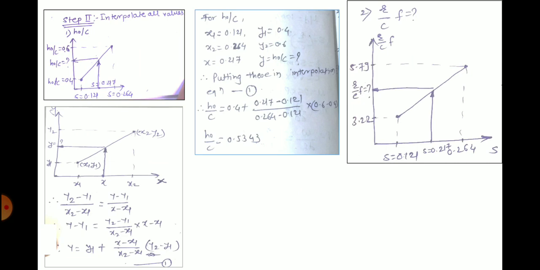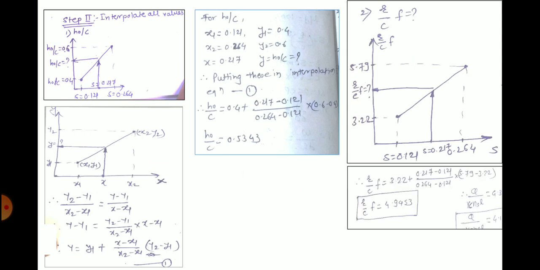Fine. So I have made the graph here. So I know the values now. So we'll find out r by c into f is equal to what? y1 plus, so what is my y1 now? 3.22 plus x minus x1, 0.217 minus 0.121, upon x2 minus x1, 0.264 minus 0.121, into y2 minus y1, that is 5.79 minus 3.22. And if I do the simplification, I am getting r by c into f is equal to 4.9453. Okay, this is my second dimensionless number, that is the coefficient of friction variable.